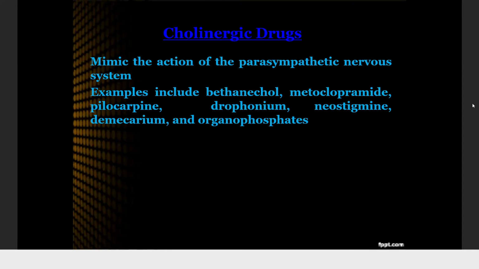The second drug used as a cholinergic drug is metoclopramide. Metoclopramide is used to stimulate the motility of the upper GI tract, like the esophagus, stomach, and duodenum. They have minimal motility effects on the lower GI tract, such as the colon and the rectum. If you use metoclopramide, motility is much higher in the upper GI tract compared to the lower GI tract.